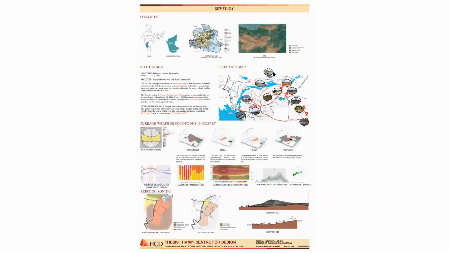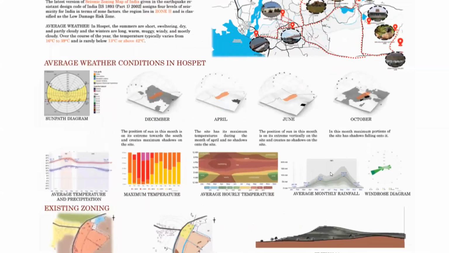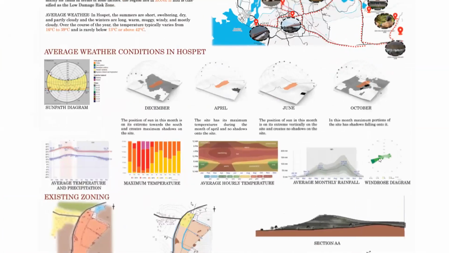And here we can see the proximity map: what are the close transportation facilities, tourist spots, and educational schools located nearby. Average weather conditions in Hospet: it's very close to Hampi, which is very hot in summers, and normal in other seasons. This is a wind rose diagram. Here we can identify the direction of the wind, which is from the southwest to the northeast.